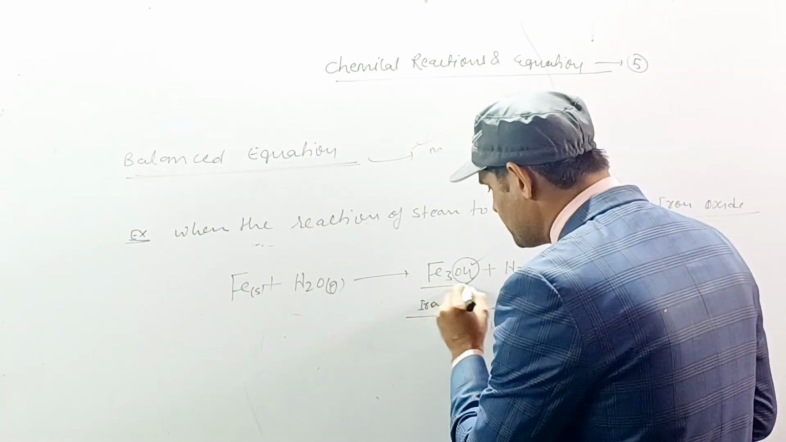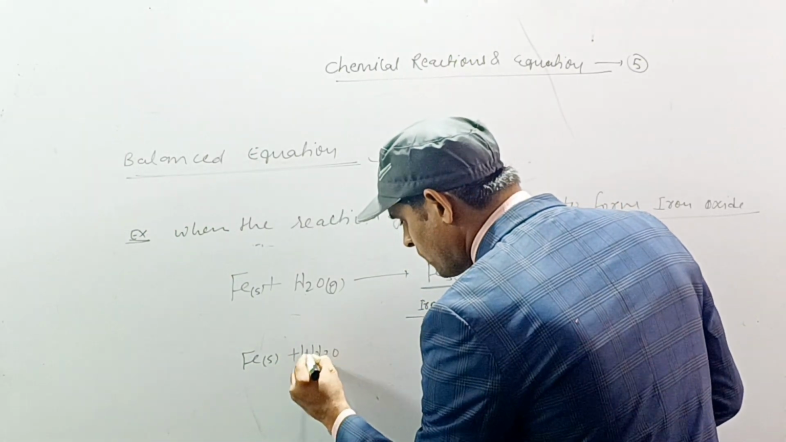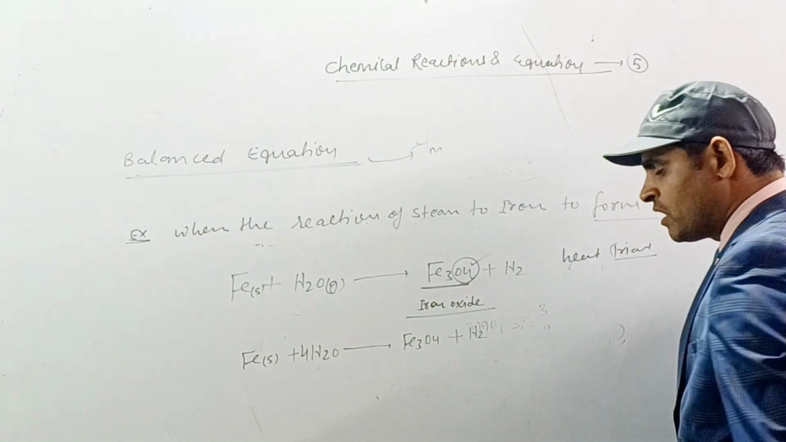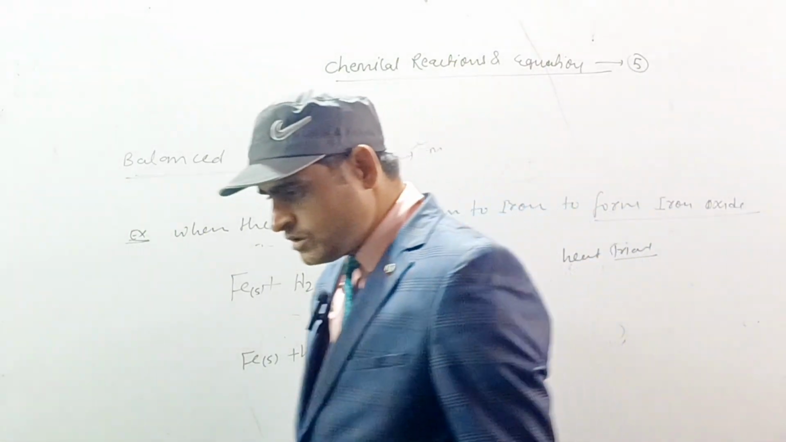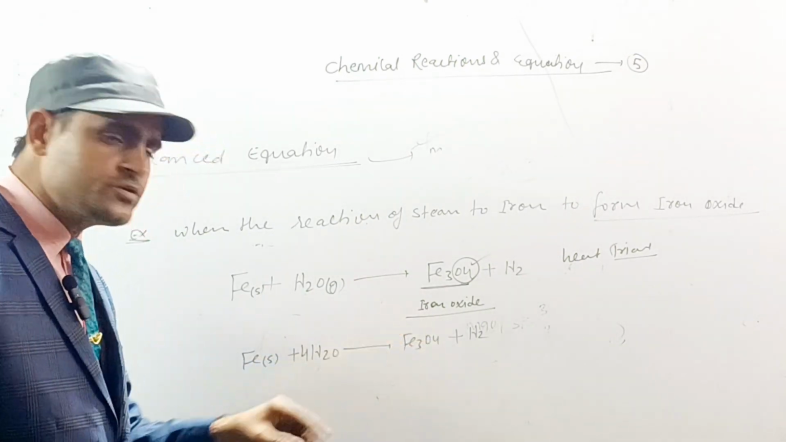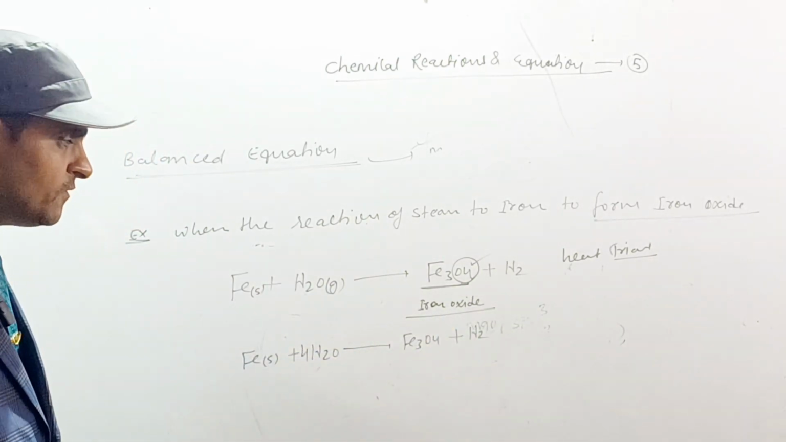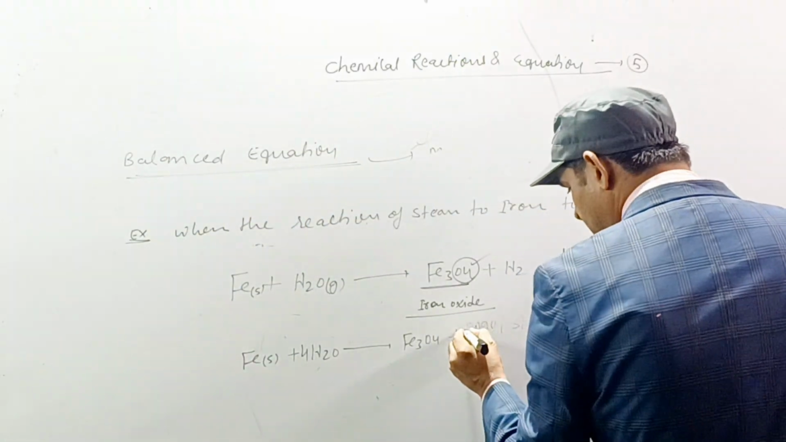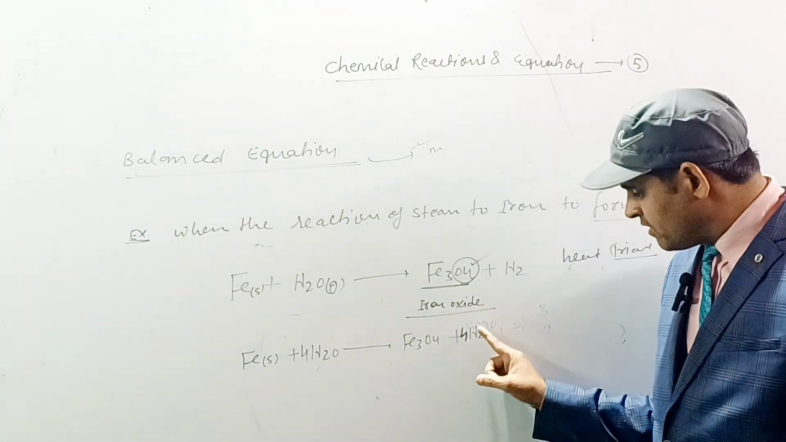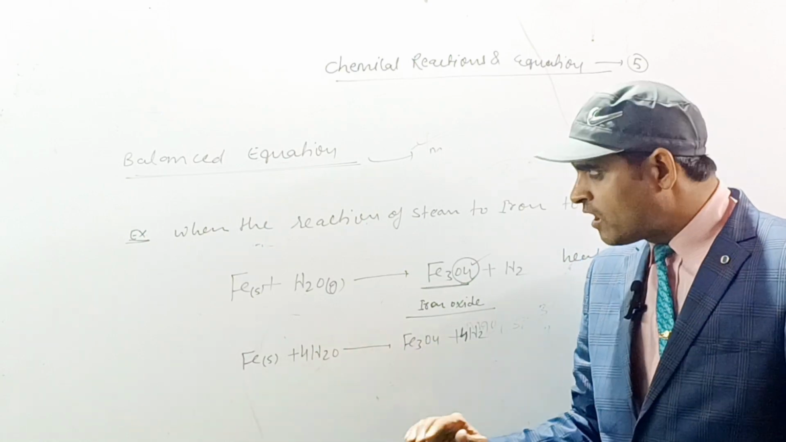So the equation is Fe solid and H2O gives Fe3O4 and H2. After that, which element will be balanced? Now the oxygen is 4, and now the hydrogen is 8 on one side, here it is 2. So what will we do? We will multiply by 4 like this. In this reaction, hydrogen is 8, hydrogen is 8 and oxygen is 4, oxygen is 4.